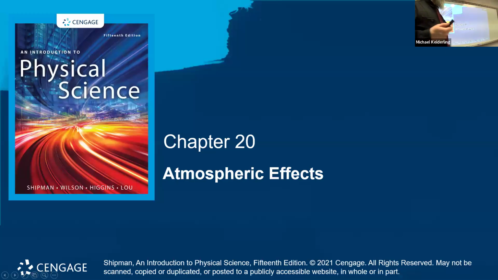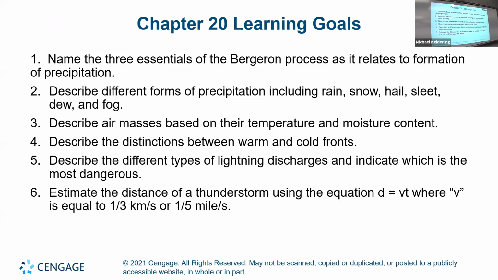So we're starting chapter 20 on atmospheric effects. We talked about the atmosphere sort of in general. Now we're going to go into some more specific things that happen, more specific weather effects. So we'll talk about the Bergeron process as it relates to the formation of precipitation. We'll look at different forms of precipitation, including rain, snow, hail, sleet, dew, and fog. We'll describe air masses based on their temperature and moisture content.